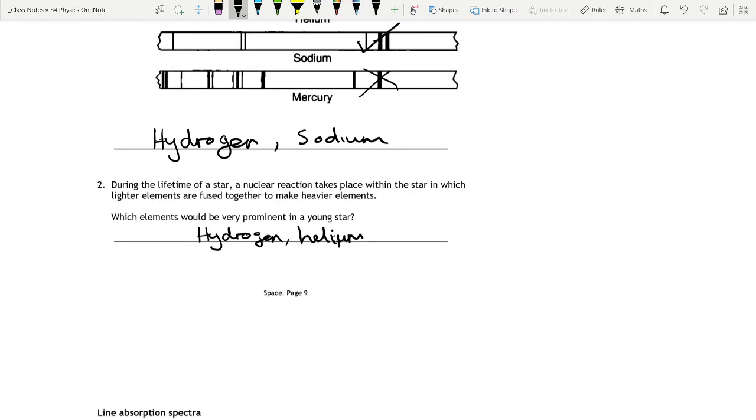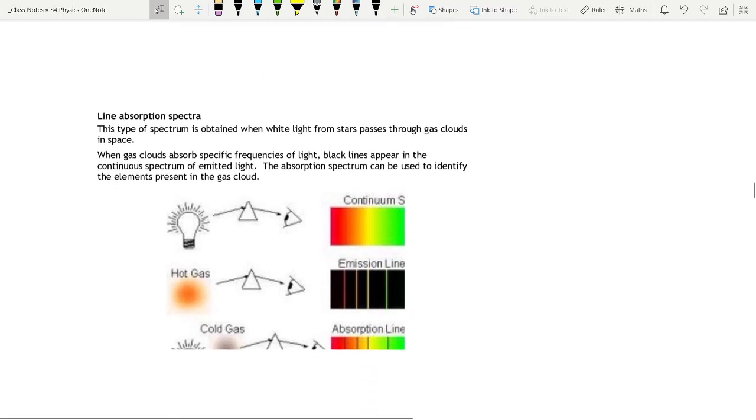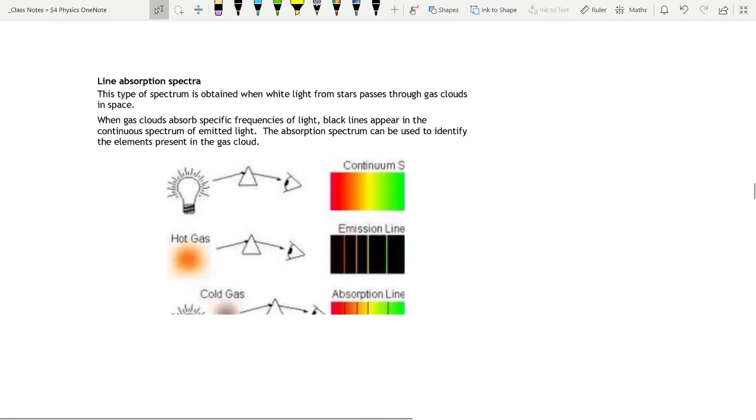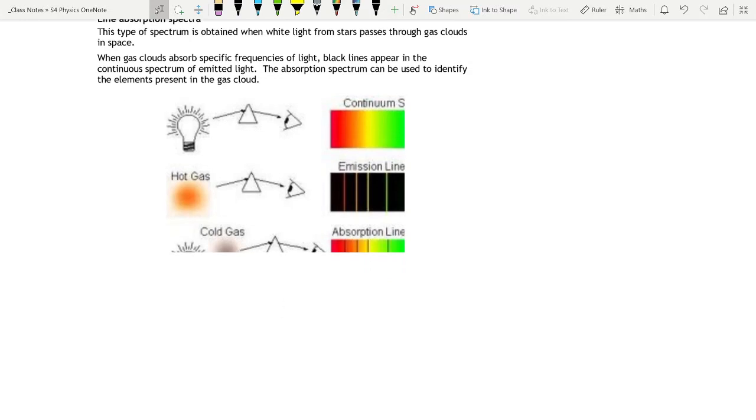One last page and then you guys are going to do some questions. So, line absorption spectra. Now, I do apologize again for the copying here, but we have looked at two types of spectra so far. We've seen the continuous spectra. That's the rainbow. Okay, that's all the colours. Lovely, continuous. The emission one are bright lines on a black background. Absorption, you can just about see it here, are black lines on a continuous background.